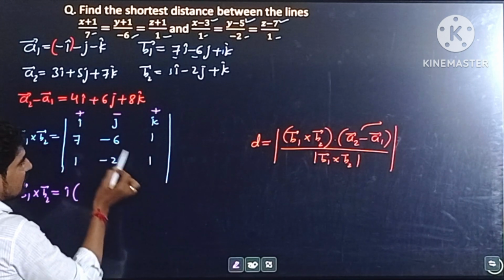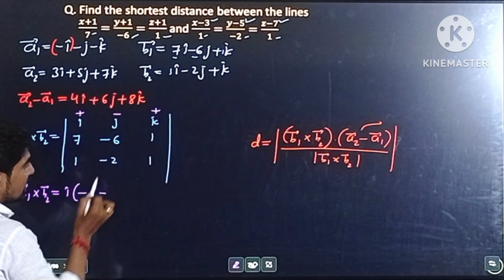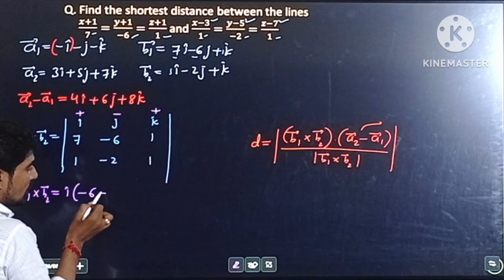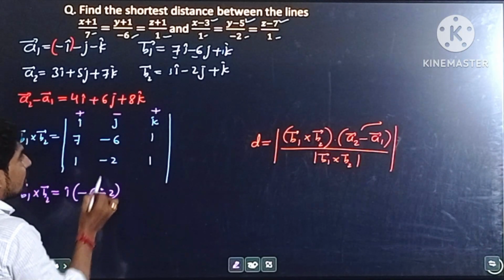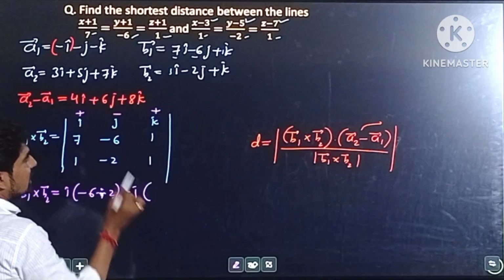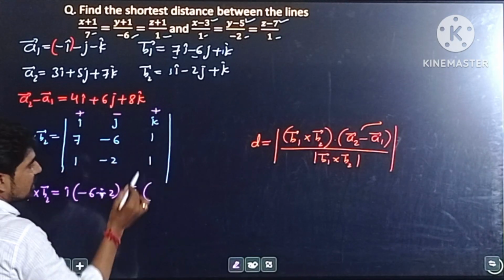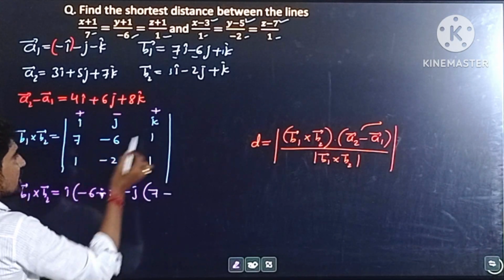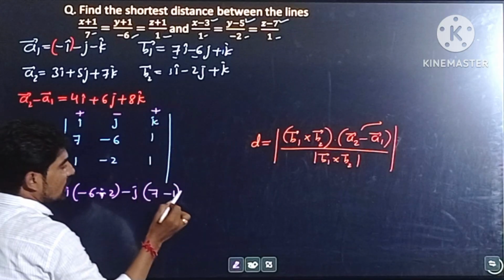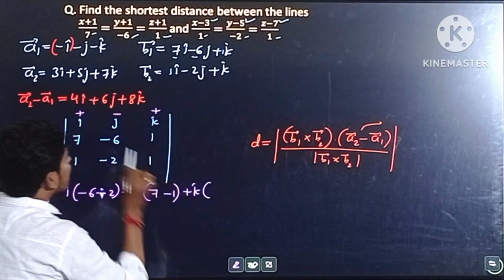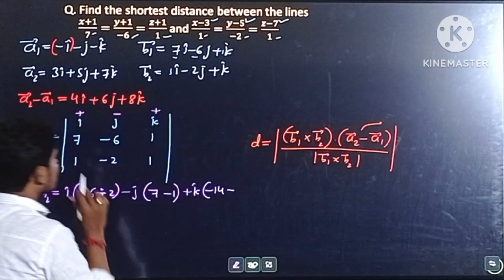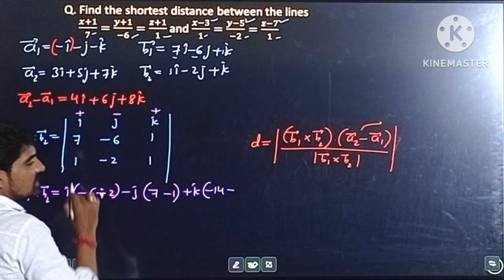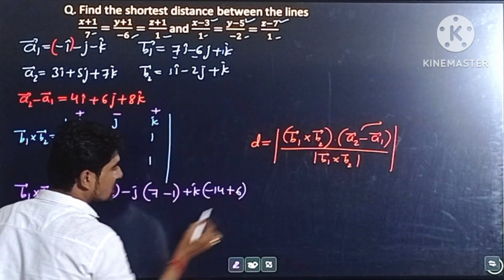So b1 vector cross b2 vector is equal to, with signs plus, minus, plus: i into, deleting the first row first column, minus 6 into 1 is minus 6, minus minus 2 into 1 is minus 2, minus into minus is plus 2. Then minus j into, deleting the first row second column, 7 into 1 is 7 minus 1 into 1, which is 1. Then plus k into, deleting the first row third column, 7 into minus 2 is minus 14 minus 1 into minus 6, minus 6, minus into minus is plus 6.